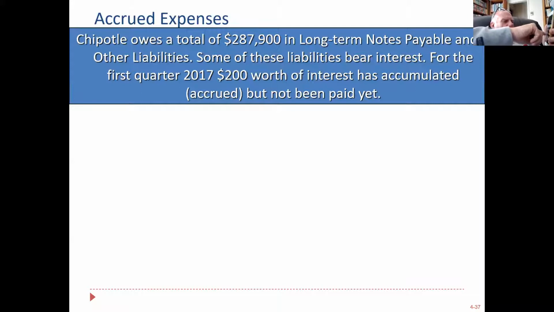$200 a month. That's $2,400 a year on a loan of $287,900, equals 0.008. Somehow they managed to borrow money and they're paying interest of less than 1%, which is pretty darn good.